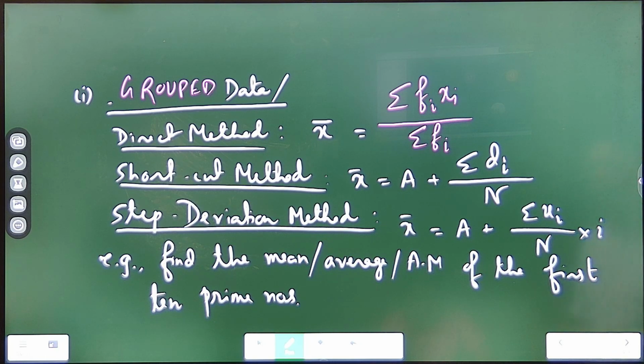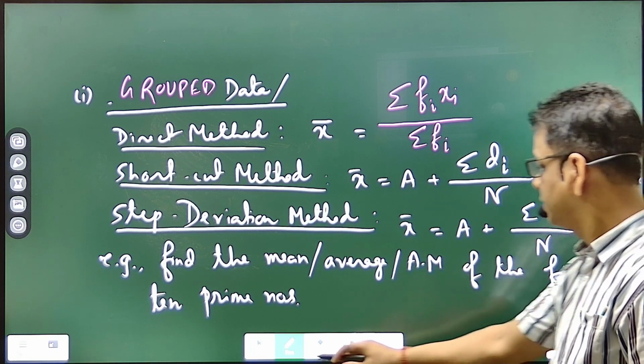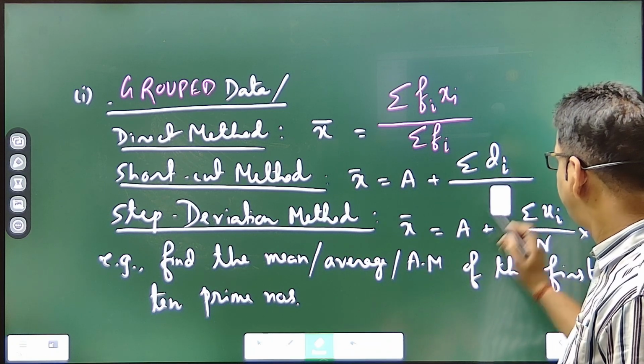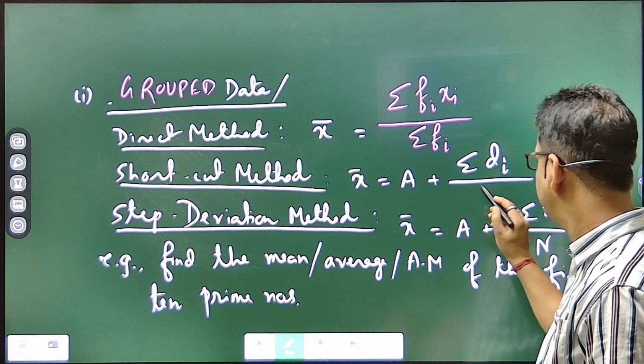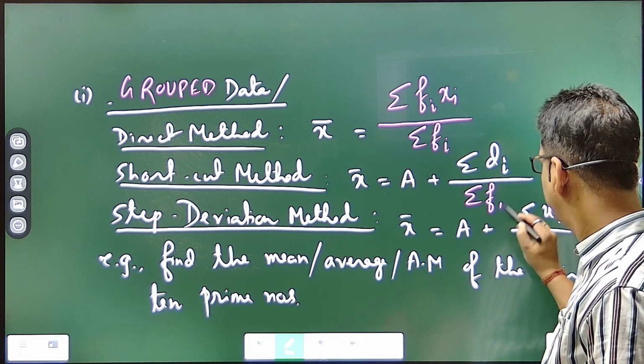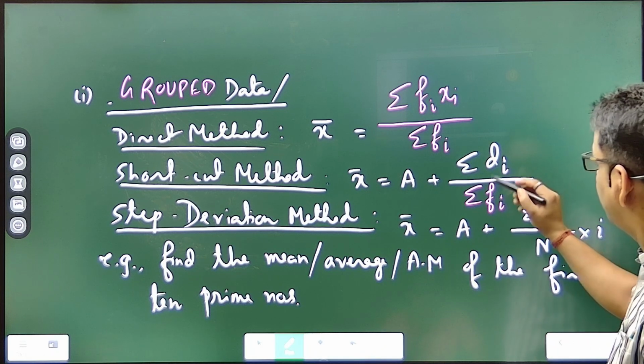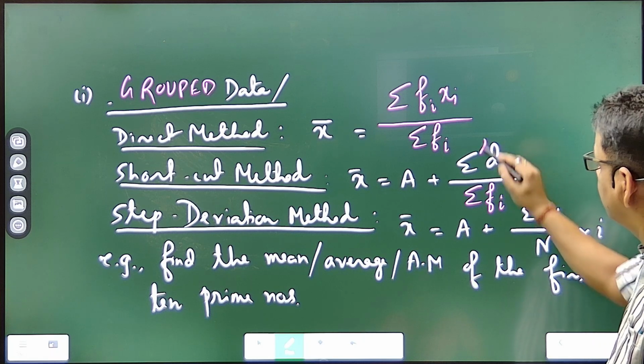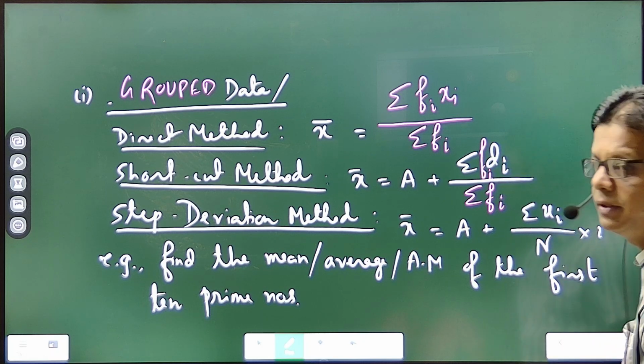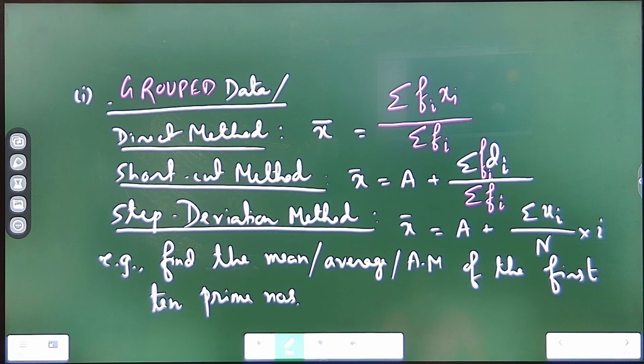Okay. Now here it is the same thing. This n is to be replaced by summation of fi. Done now. And look at the numerator. Here also we have to put fi. Okay. See, just a bit of change in the formulas.